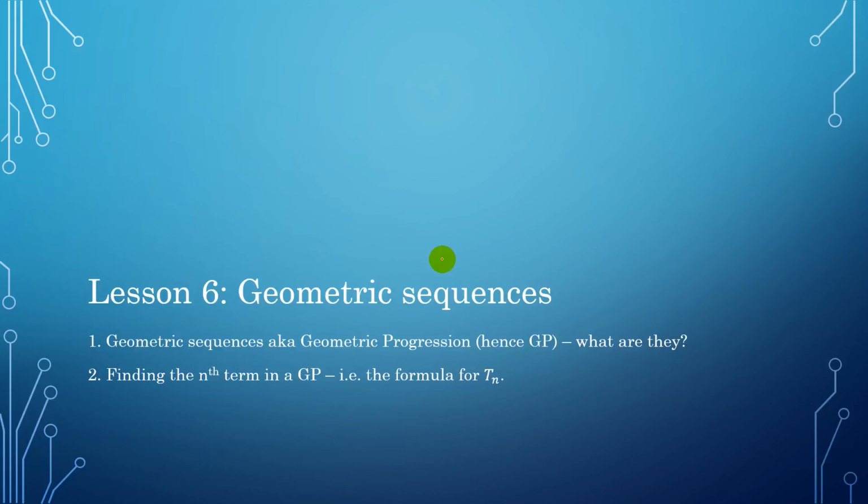Welcome to lesson 6. Today we are starting geometric sequences, and today we'll be doing what are geometric sequences, which are also known as geometric progressions. In short, we say GP. So what are they? And then we will also cover the formula for the nth term. It's fairly similar to what we've already done with arithmetic sequences. There's only a slight difference, that's all.